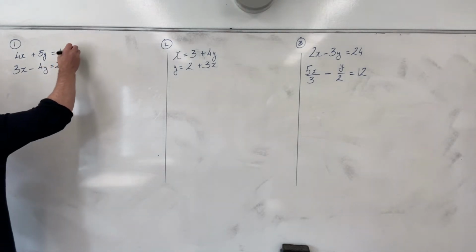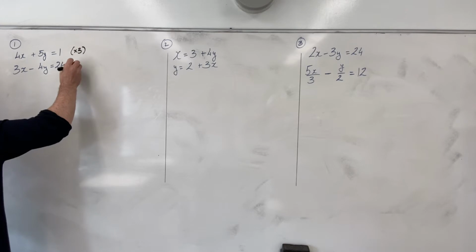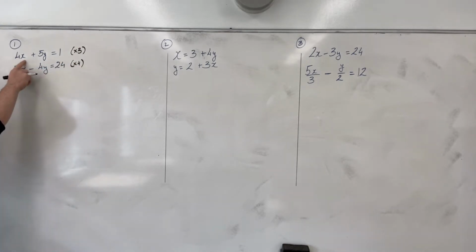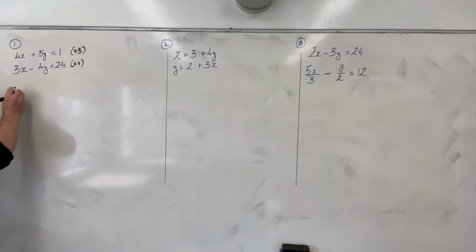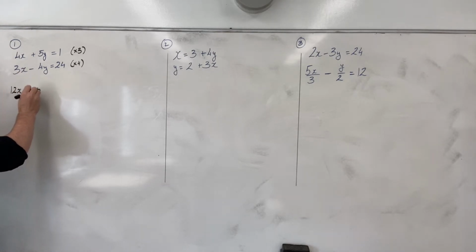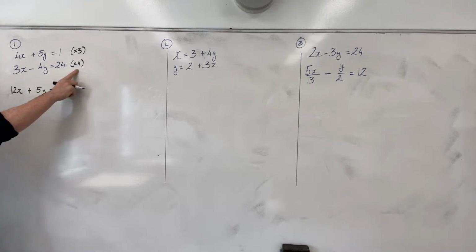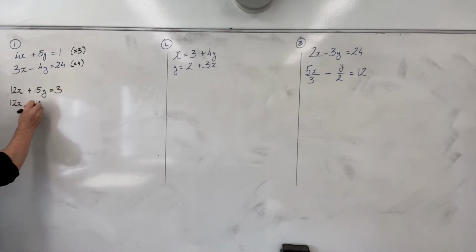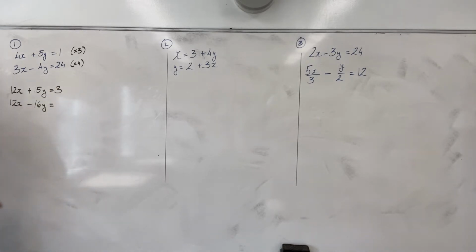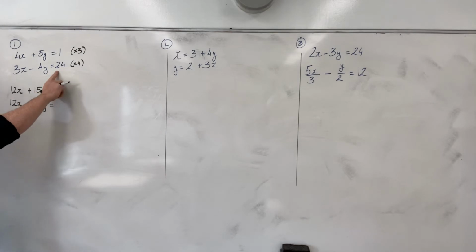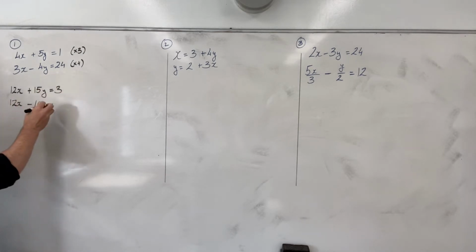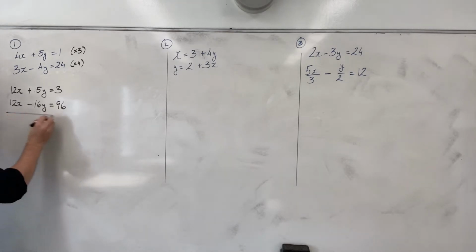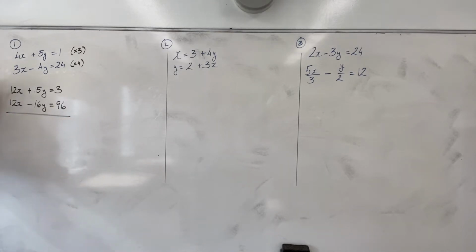So if I multiply this equation here by 3 and this equation by 4, this equation becomes 12x plus 15y is equal to 3. It's my first equation multiplied by 3, and my second equation multiplied by 4 gives me 12x minus 16y is equal to 4 times 24. Well, 4 20s are 80, 4 4s are 16, that would be 96. Now, I have these 2 equations now multiplied by 3 and 4.